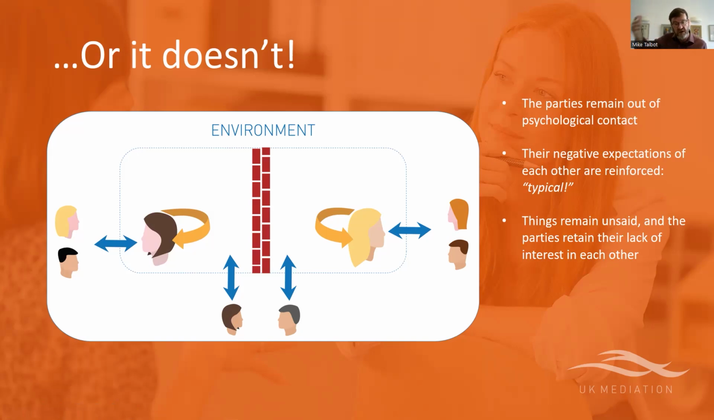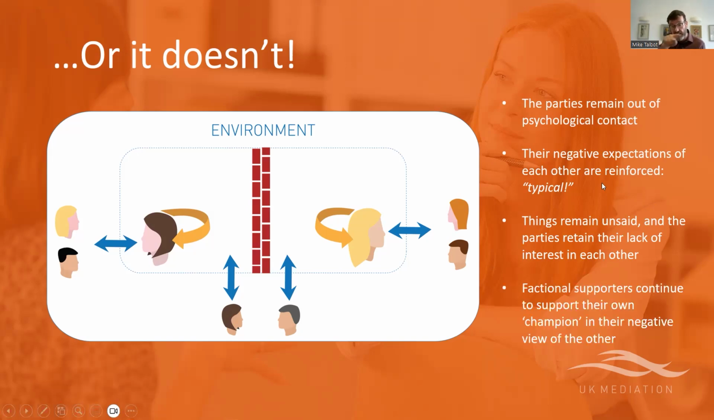Okay, so we maintain this projection and this retroflection, and the relationship is very, very poor and remains so. And that's in the event that mediation fails. And as we can see on the diagram there, the factional supporters get involved again. So the parties come back from an unsuccessful mediation, and there's their team going, yeah, and whipping it up, and themselves sharing the party's view that, yeah, that's typical. I didn't think they were going to give any ground.